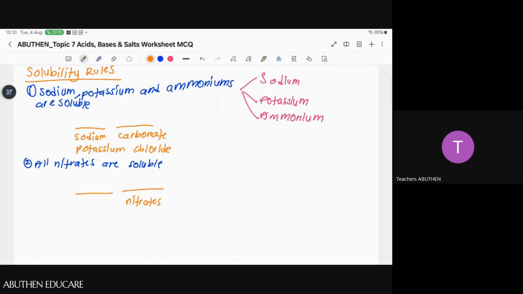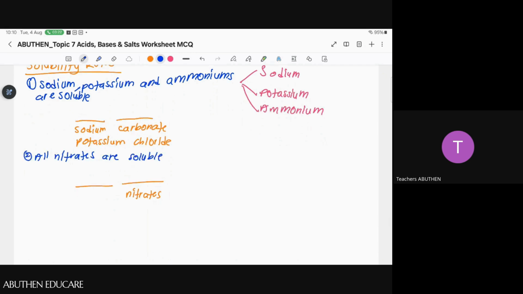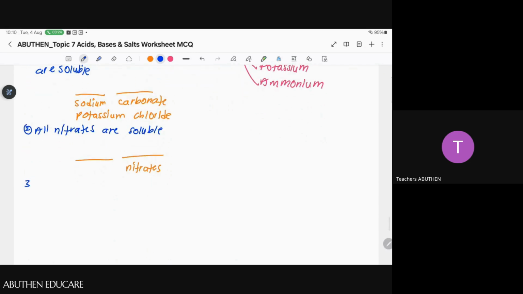CLS. What is CLS? All chlorides are soluble except two things. What are the two things? LS basically stands for lead and silver. So if you have magnesium chloride, it is soluble. And then zinc chloride is also soluble. But if you have lead chloride and silver chloride, those are going to be insoluble.